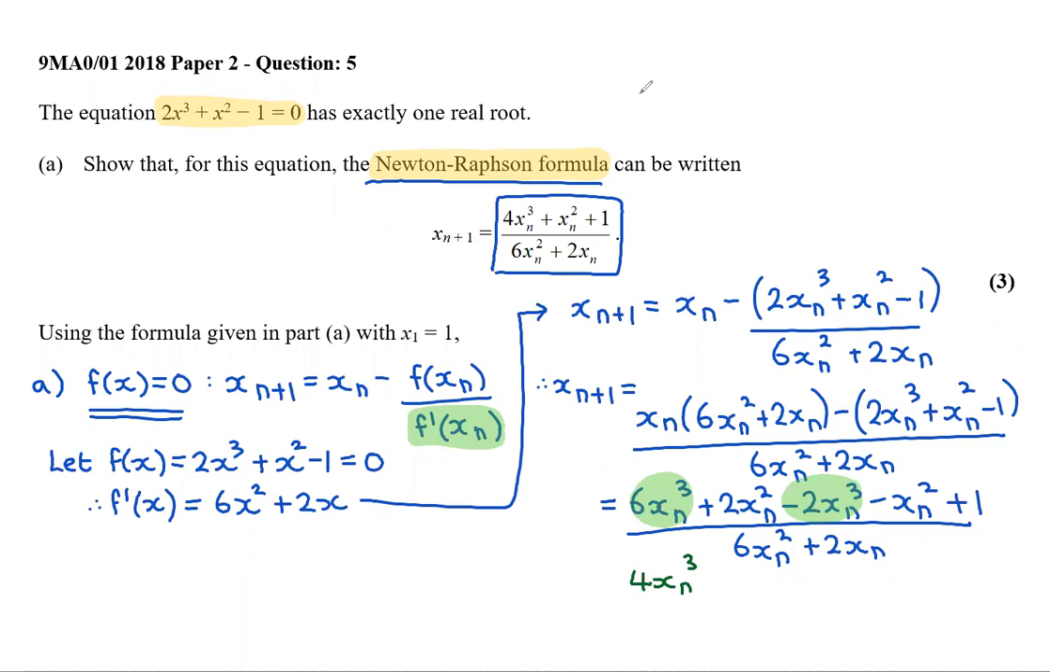Collecting some more like terms, we have 2 lots of xn squared, subtract 1 lot of xn squared. So that's just going to give me 1xn squared. Okay, and then the plus 1 remains all over 6xn squared plus 2xn. Okay, as required. So that bit's done.